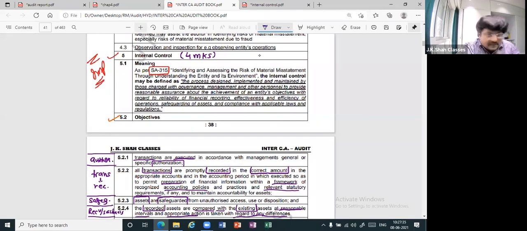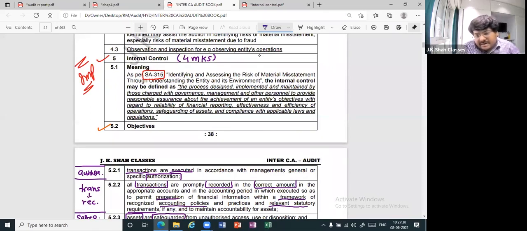Meaning, if you just check, as per SA 315, look at the heading of SA 315, as if the entire essay is in the heading only. Identifying and assessing the risk of material misstatement through understanding the entity and its environment. For this, you should get 2 marks. They say that internal control may be defined as the process which is designed, implemented, and maintained by the TCWG, management and some other personnel, if any, to provide reasonable assurance about the achievement of the entity's objectives with respect to reliability of financial reporting. What is financial reporting? Accounts. Effectiveness and efficiency of operations. Safeguarding of the assets, compliance with the applicable laws and regulations.